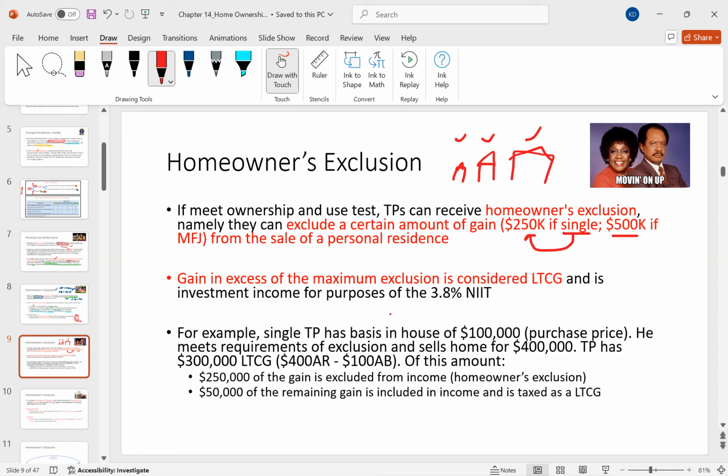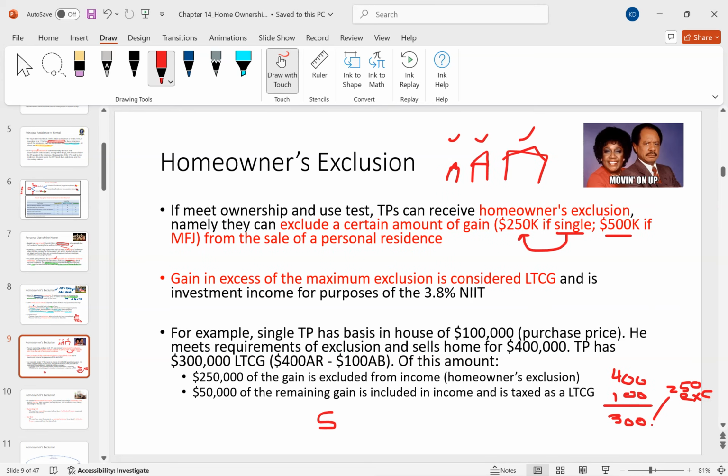So let's look at a simple example here. A taxpayer has a basis of $100,000. They meet the requirements, so we're going to see there's some rules for this. And they sell the home for $400,000. Amount realized $400, their basis is $100, so they have a $300,000 gain. Let's say the person is single. Of that amount, $250 is excluded and $50 is included, in other words, taxable.